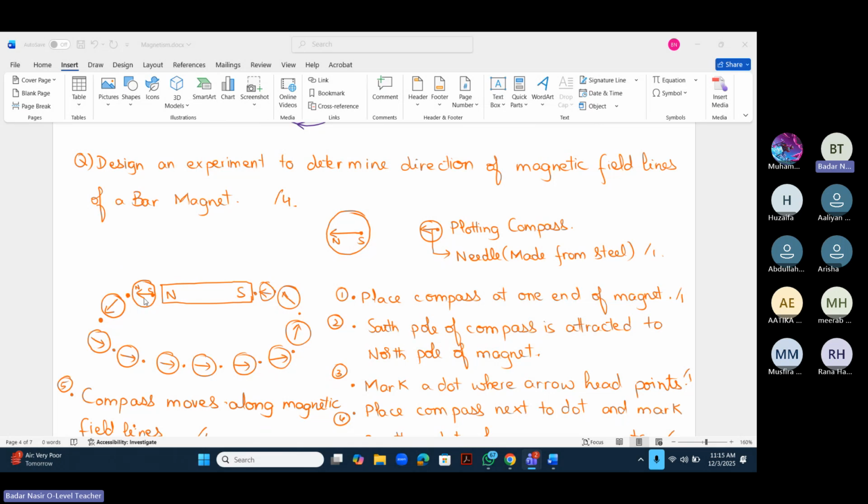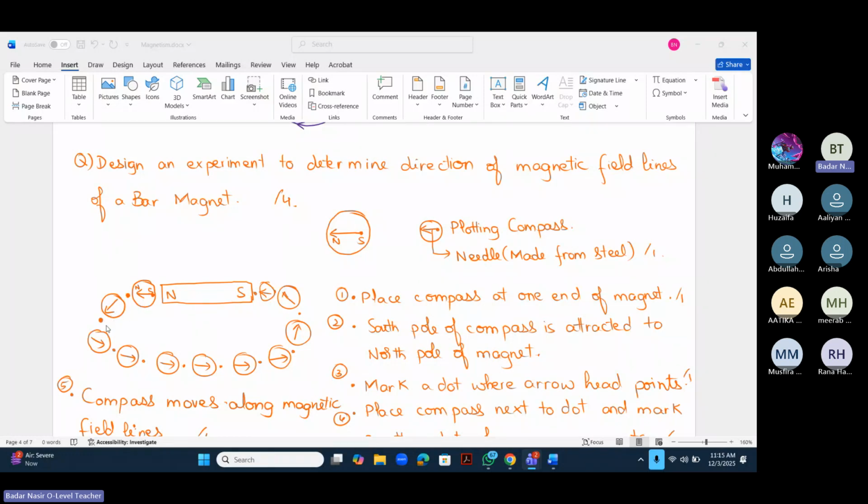The needle of the plotting compass is made from steel. So this dot end of the compass is the south pole and this arrowhead of the compass is its north pole. So the south pole of the compass is attracted towards the north pole. And where your arrowhead points, we will mark a dot over there. Then place the compass next to the dot and again where the arrowhead points, place a dot.